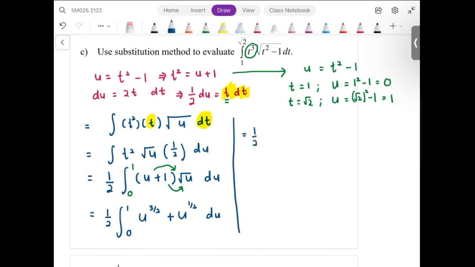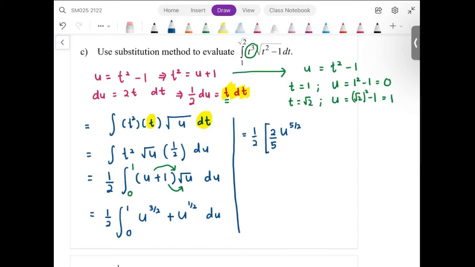So half stay as it is. U to the power of 3 over 2. We can integrate this. Remember, power plus 1 divided by the new power. So we would have u to the power of 5 over 2, over 5 over 2 kan? Juga sebab denominator kita tu fraction. Saya terus siap-siap flip it over. So we get 2 over 5 at the front.